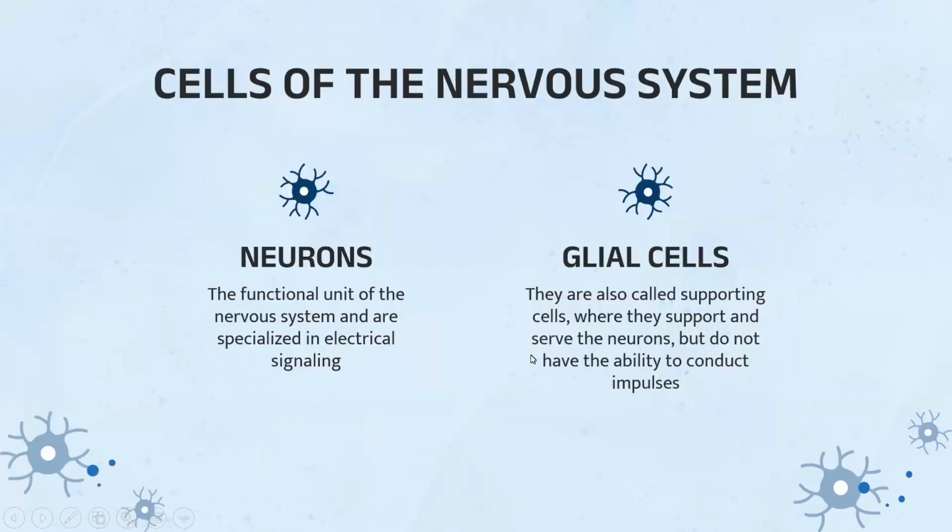Now, the nervous system comprises neurons and glial cells, and these are really important for the function of the nervous system. The neurons are the functional and structural unit of the nervous system, meaning that without the neurons, the nervous system won't work. They are cells specialized in electrical signaling, meaning that they're responsible for transmitting and conducting signals, or what they call electrical impulses.